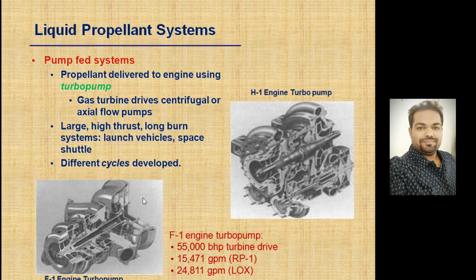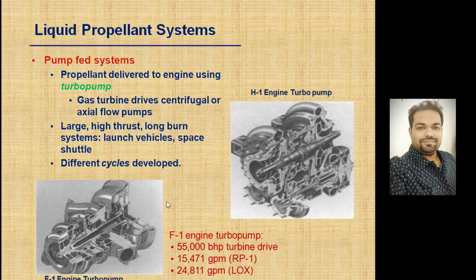So the biggest disadvantage basically, we need a feed pump system. And for operating the feed pump system, we need a pump, right? And those pumps require input power. And for that purpose, we basically use the combination of turbine and compressor kind of pump. So propellant is delivered to the engine using turbo pump, the gas turbine driven centrifugal or axial pump, large high thrust and long run system, right?